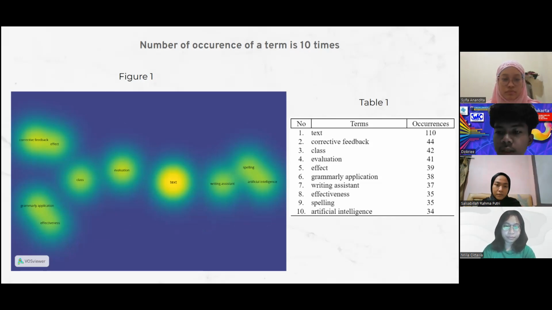Table one is a list of the top 10 words that appear the most in the titles and abstracts of publications related to Grammarly as an AI for writing learning. The word text is the most common, followed by corrective feedback and class. The frequency of certain words in the titles can show us what topics are being researched in this field. Next.